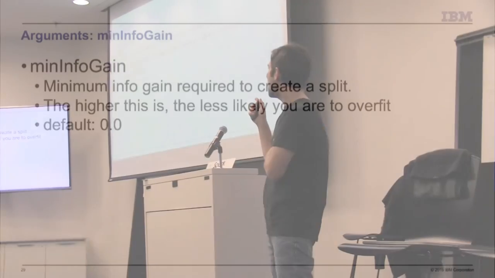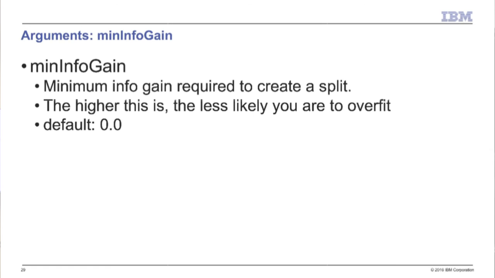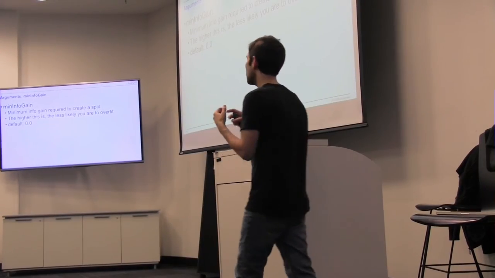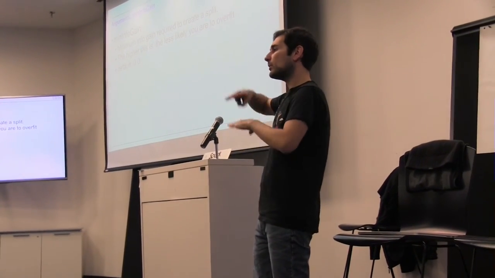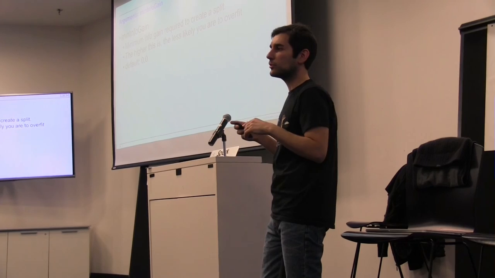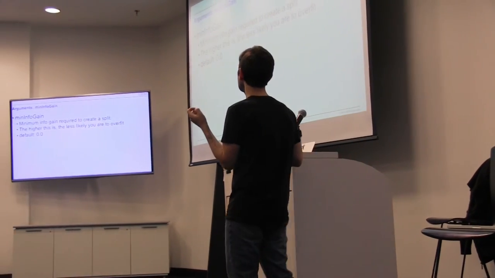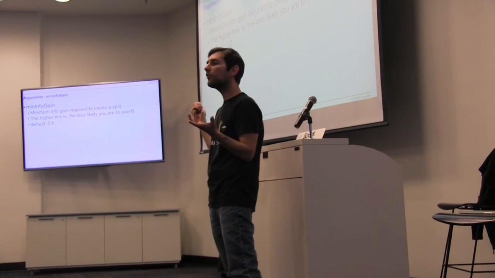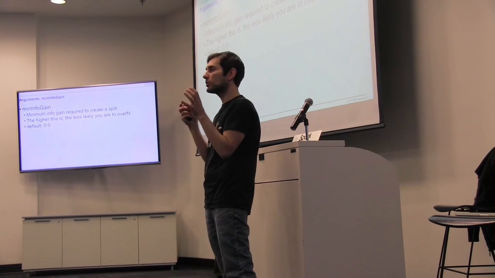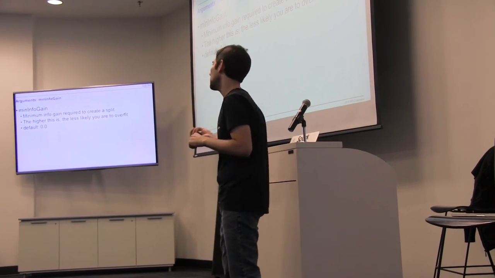Min info gain, do we want to control splits, how splits happen? The other things like max bins and max depth control the depth of our split. This controls how we actually split. So maybe if there's not enough information in something, we're not going to split on it. Defaults to zero, but if you increase this, you'll see the tree grew from increasing this.